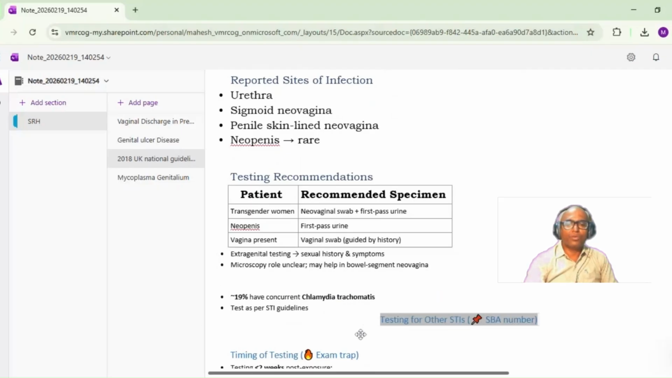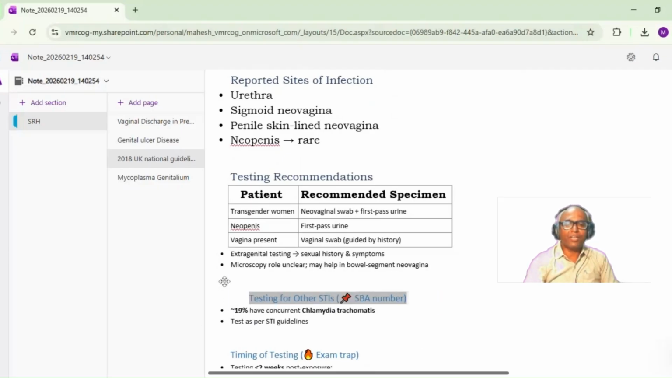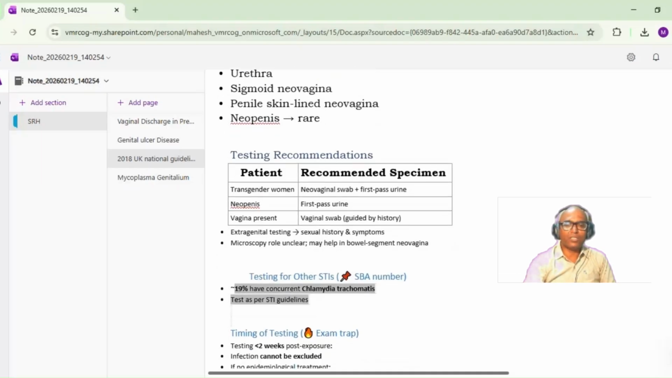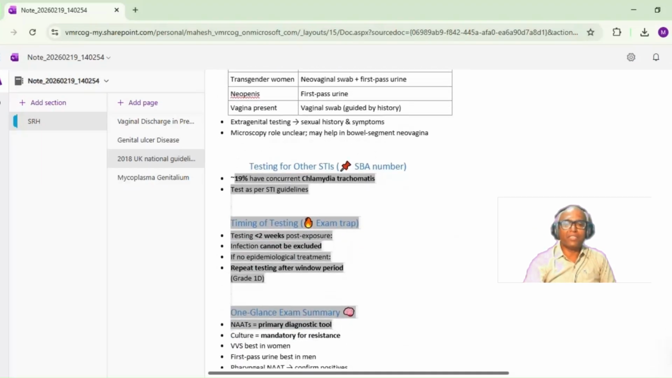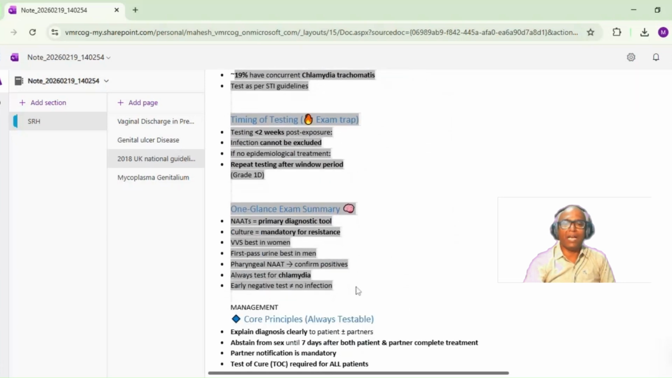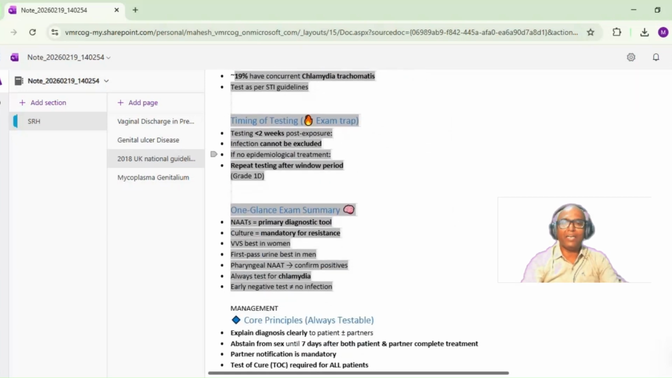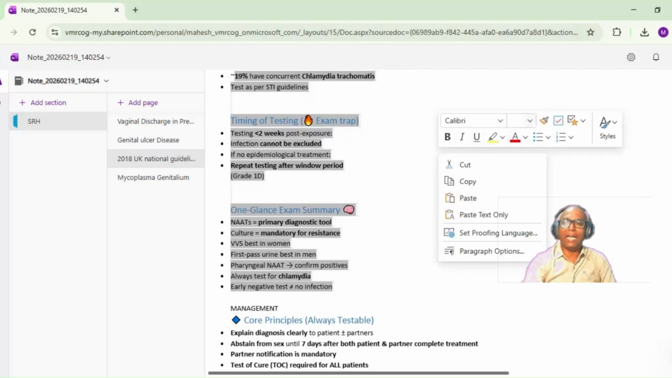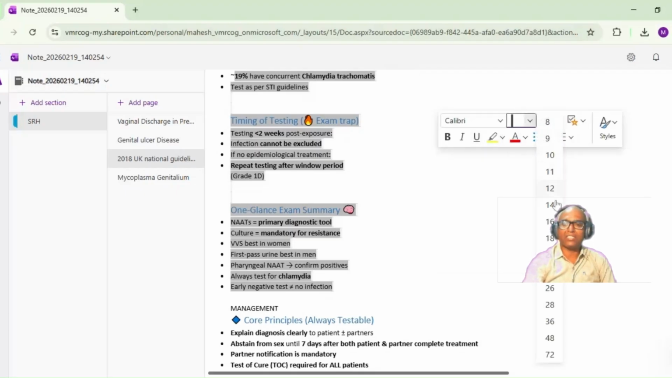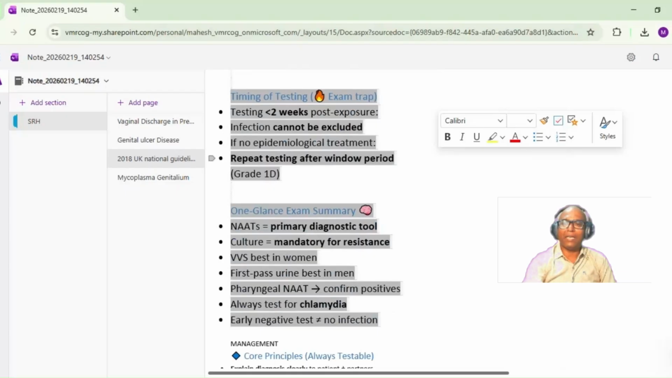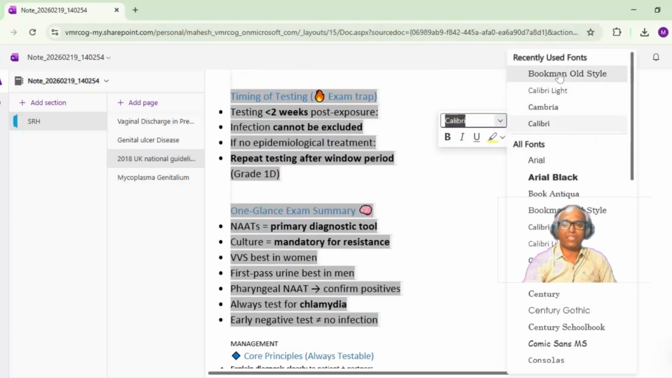Okay, so you have to test for the other infections. Okay, 19% will have chlamydia trachomatis associated. This also you should remember. How many percent of patients with gonorrhea will have associated chlamydia? It is 19%. So PID is seen in 14% of cases, and chlamydia is associated in 19% of cases.